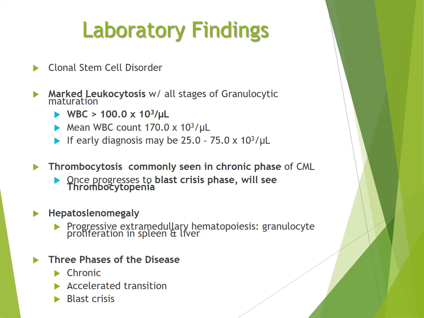You can have extramedullary granulocytosis as well, and that may involve sinusoids and medullary cords in the spleen and solid portions of the liver, which results in an enlargement of the liver and a marked leukocytosis of over 100. Usually, if they catch it early, you can catch it around 25 to 75. And again, the earlier you catch it, the better, depending on the phase of the disease that is occurring.